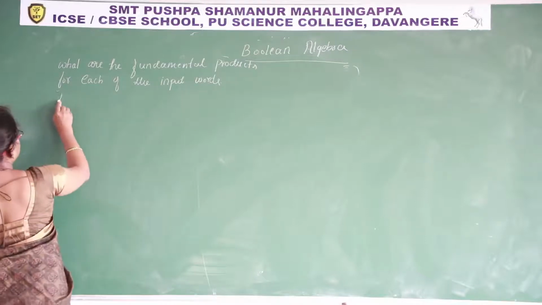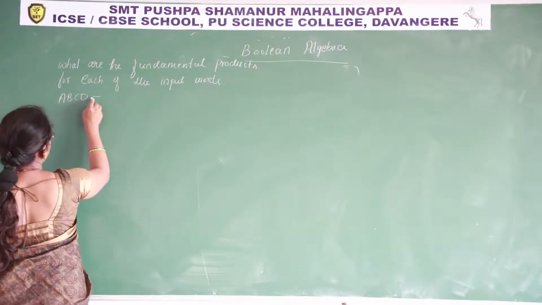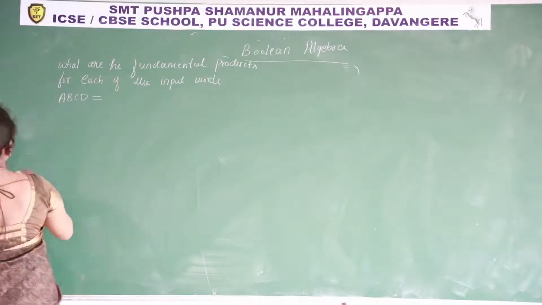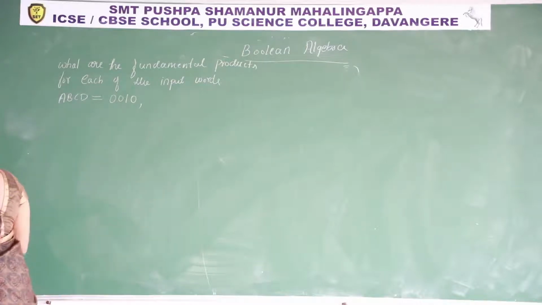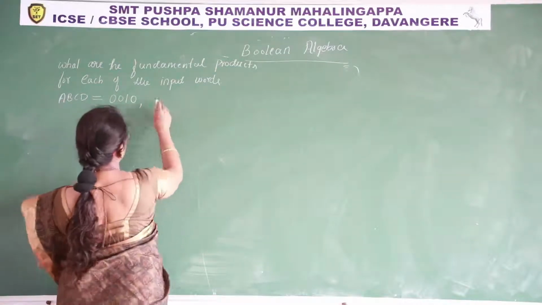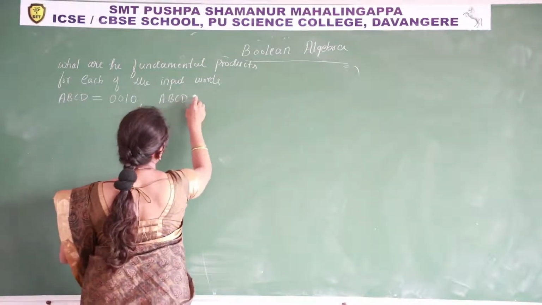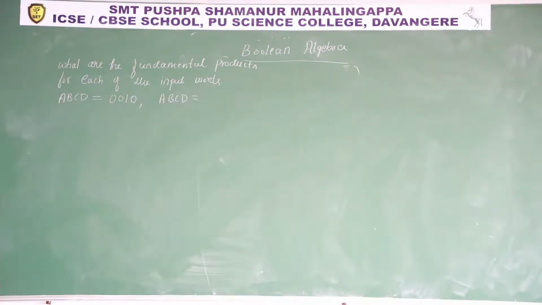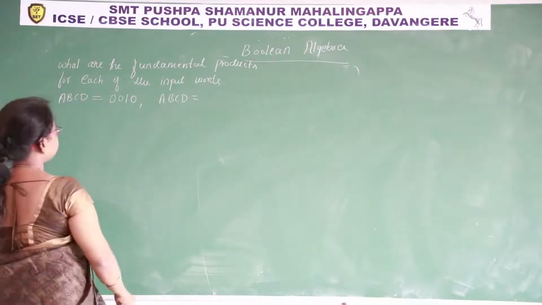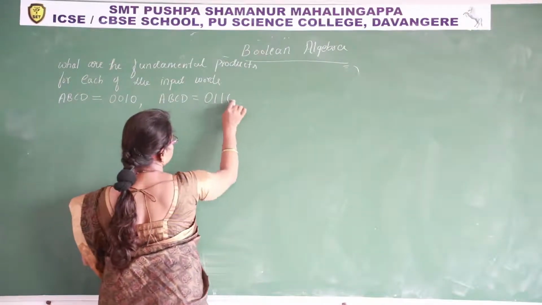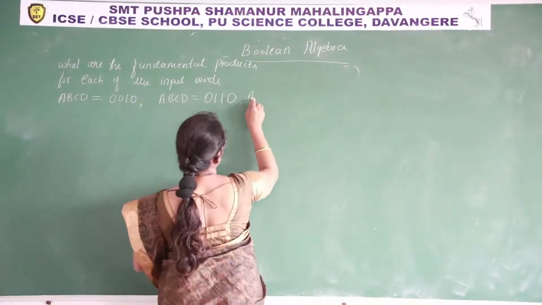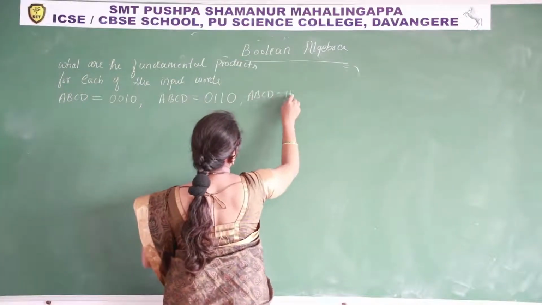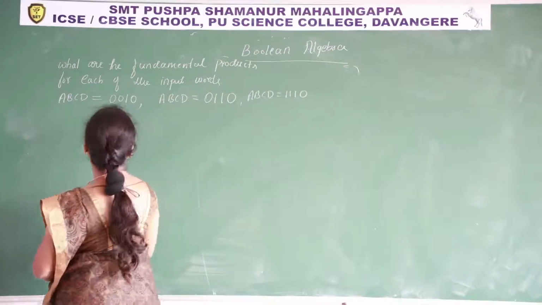The input words are like this: A, B, C, D is equal to 0010, comma, A, B, C, D is equal to 0110, and ABCD is equal to 1110. So what are the fundamental products?